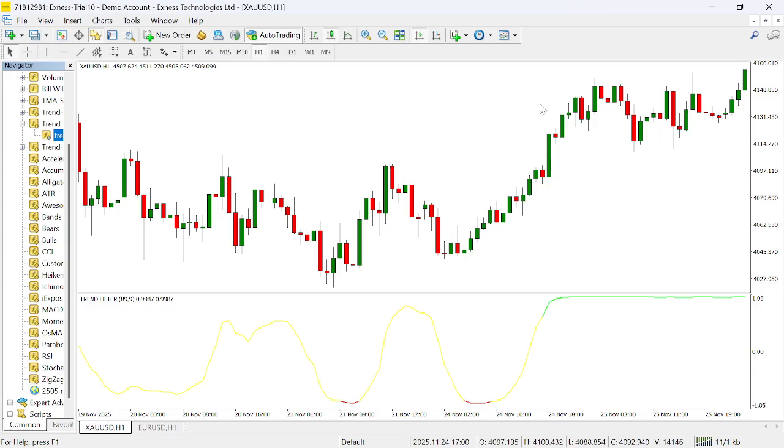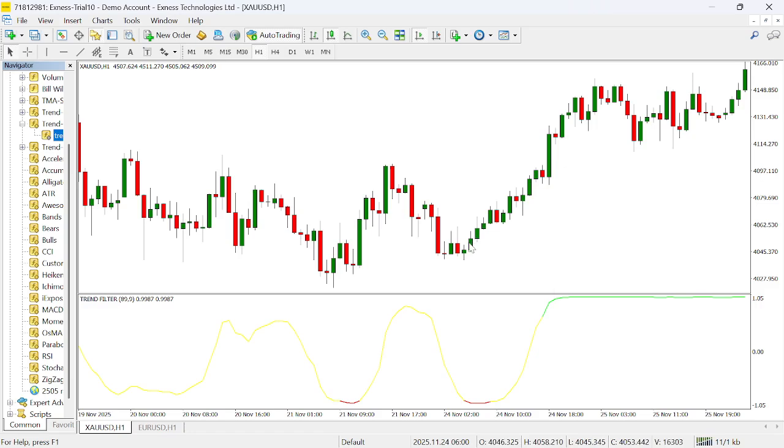As for who it's for, the trend filter indicator is suitable for traders who want to avoid counter trend trades, reducing the probability of losses, focus on high probability setups by filtering out noise, improve risk management by trading in the direction of dominant trends, and enhance strategy development when integrated with other technical tools.